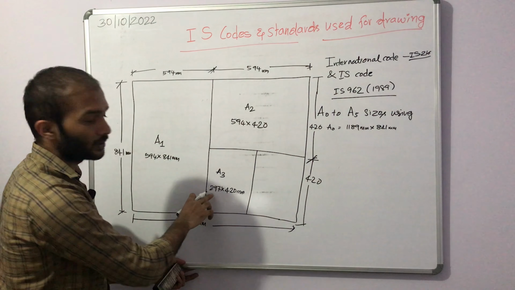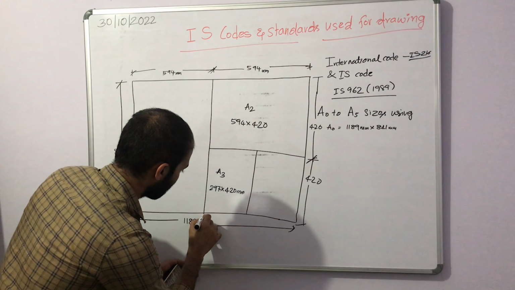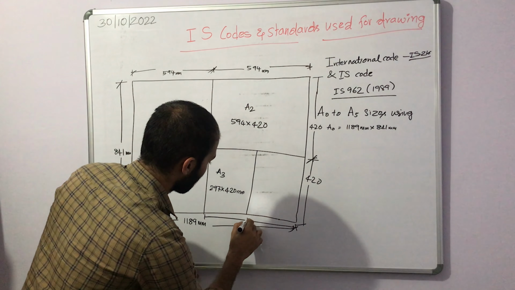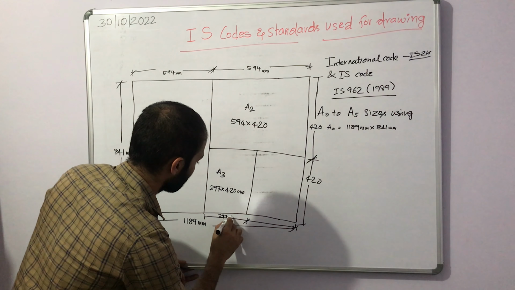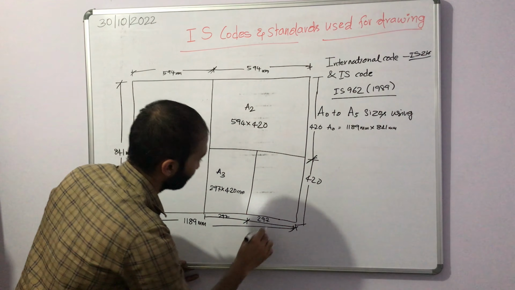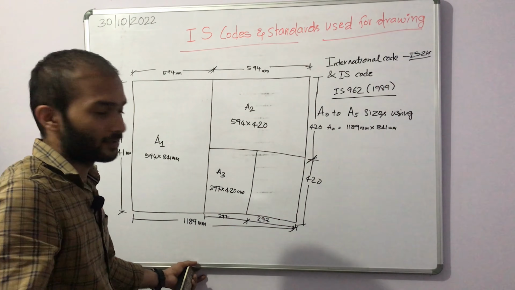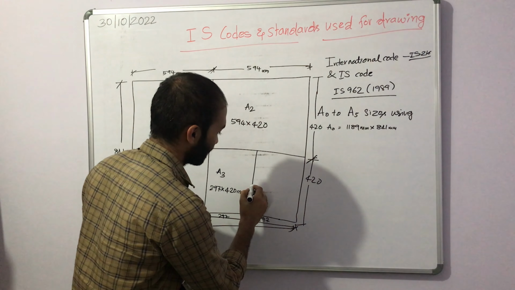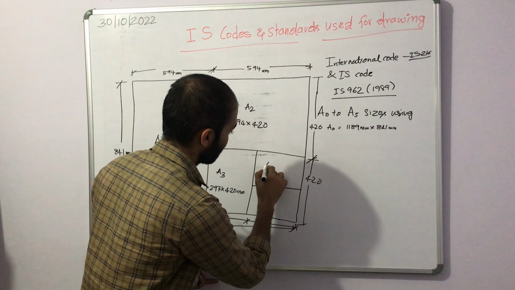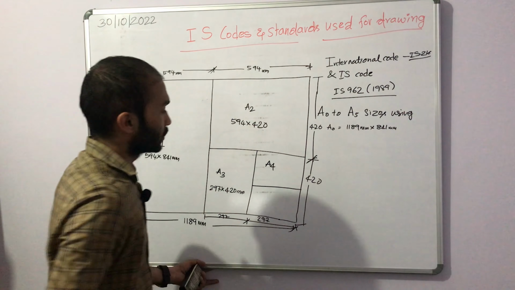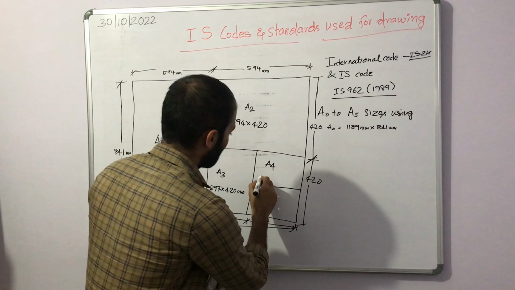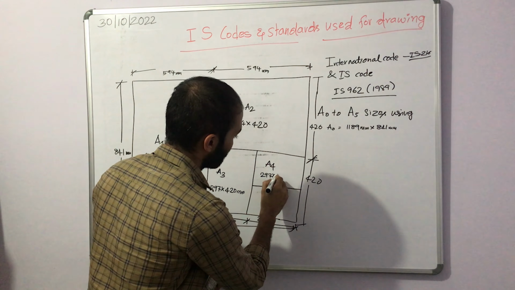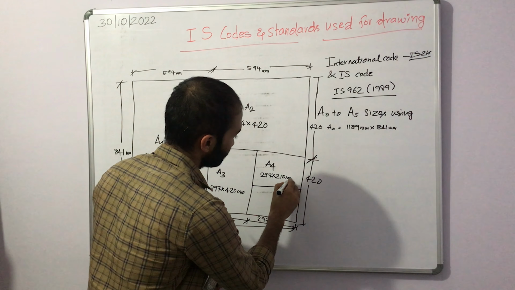So 297 came by dividing its half, like this one, 594 is there, so I have divided here, so hence it's 297, again 297. Next, further, we have divided the A3 size into exactly half, so we are getting A4. So A4 is purely 297 by 420 divided by 2, which is 210 mm, correct.